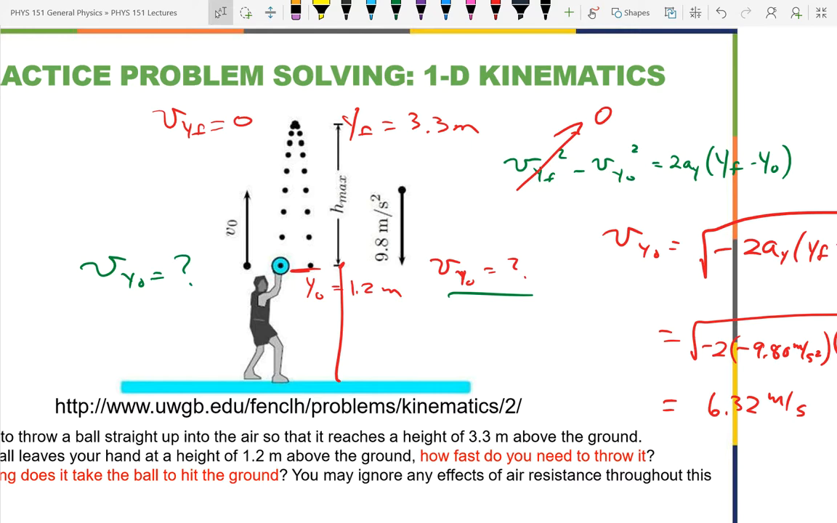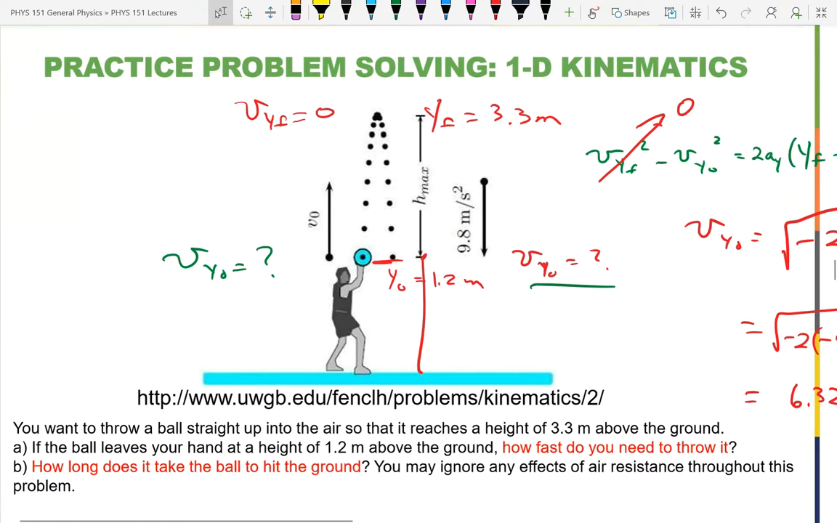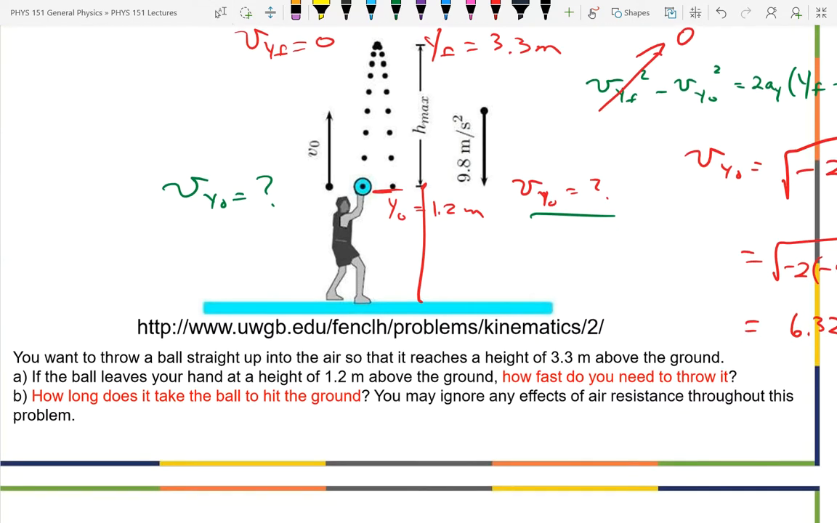Then the next question says, hey, what was the time? We could go back to our initial variables and say, oh, now I'm looking for time. Let's do that. Or we could say, wait, I know the acceleration, I know the initial and final speeds. There's a real simple equation that V final equals V initial plus AT.